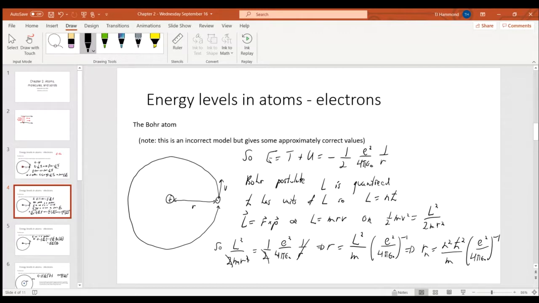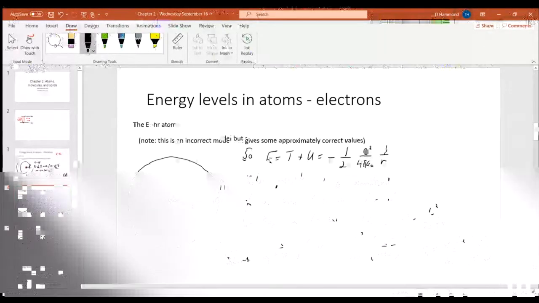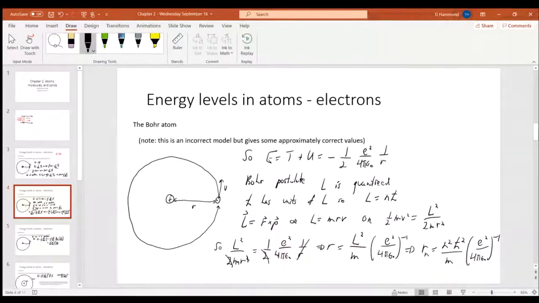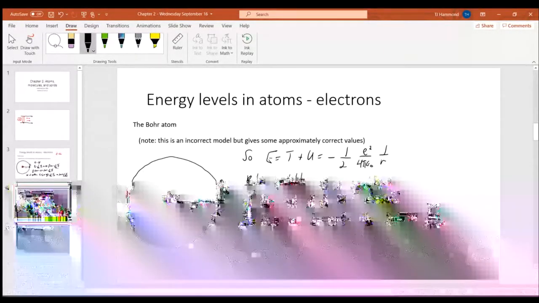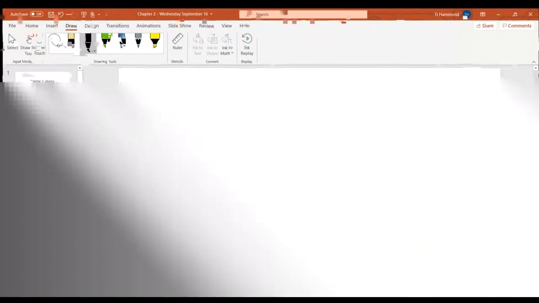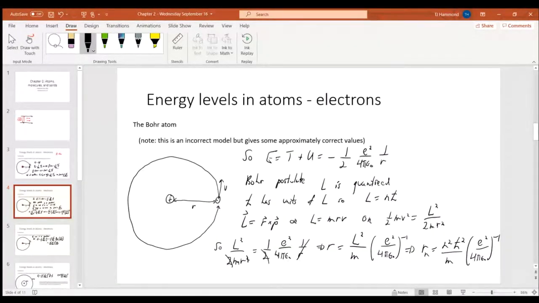So if you remember from the definition of angular momentum, the angular momentum is r cross p, or just the magnitude of it is going to be mrv. So we can then convert that to what the kinetic energy is, 1/2 mv squared, since we have this in terms of v. So we can say 1/2 mv squared is L squared over 2 mr squared. So what that means is we can now put that into our energy equation from before. And so we have L squared over 2 mr squared is equal to 1/2 e squared over 4 pi epsilon naught 1 over r.